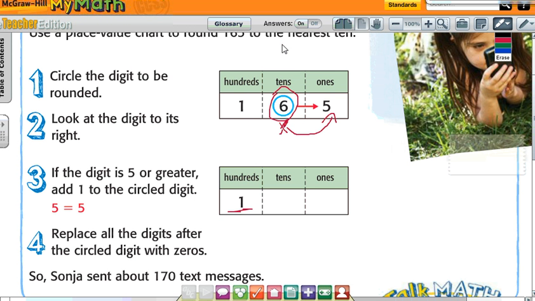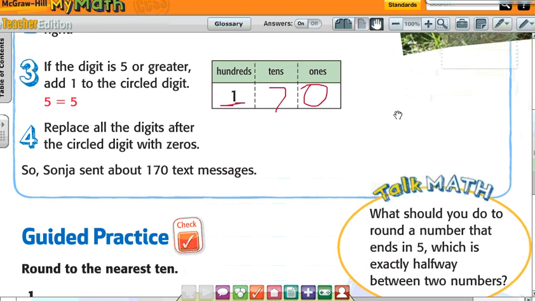So you add 1 to the number that we're rounding up to. So what's 1 plus 6? 7. And what do I do to all the numbers on the right? The sentence at the bottom. So replace the 5 with zeros. So if I round 165 to the nearest ten, I get 170. So Sonia sent about 170 text messages.